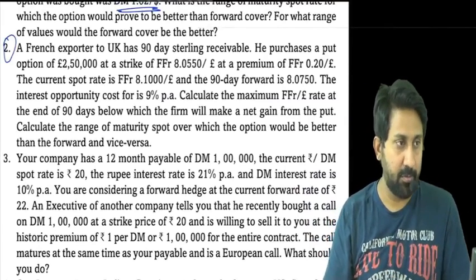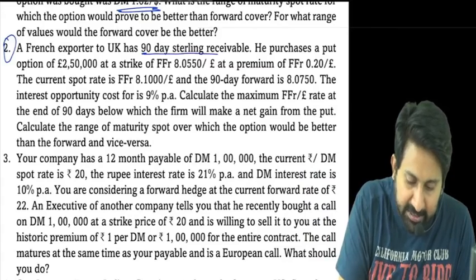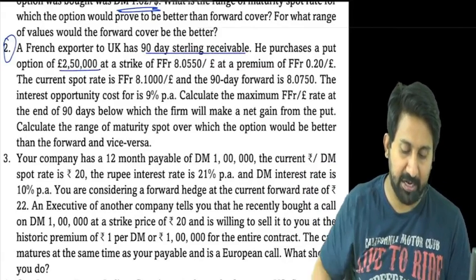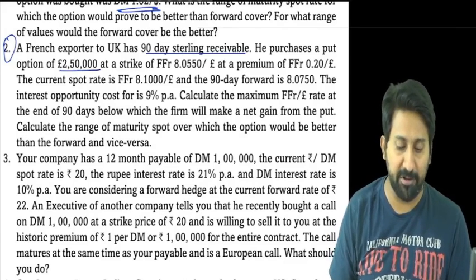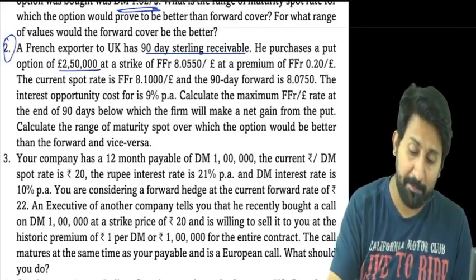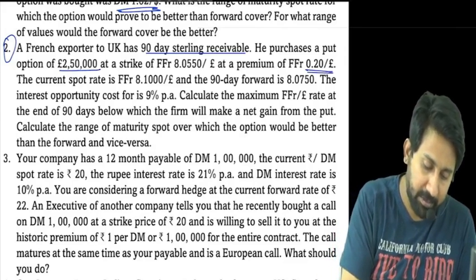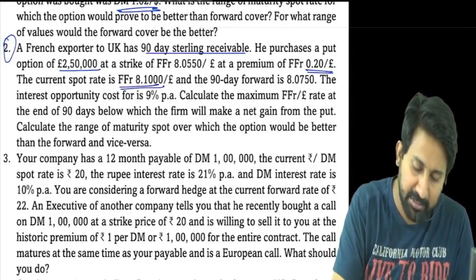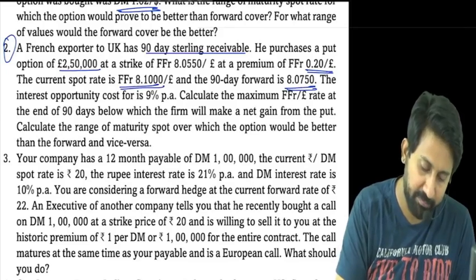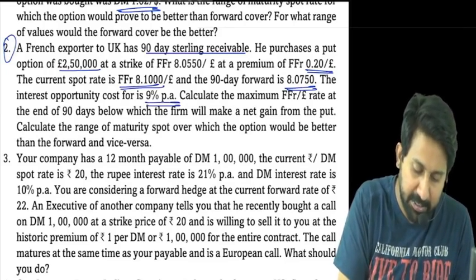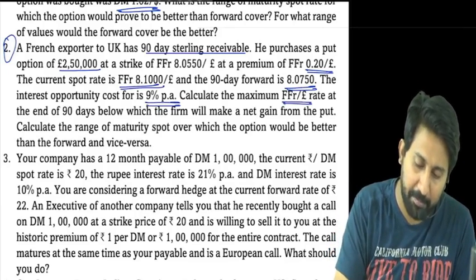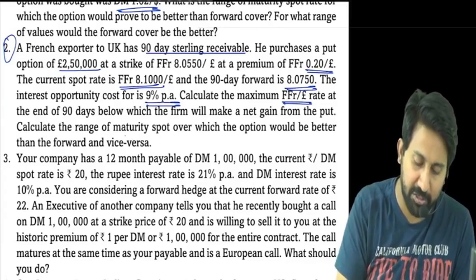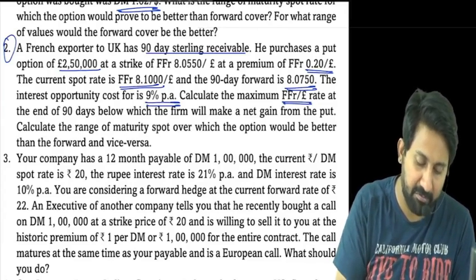A French exporter to UK has 90 days sterling receivable. He purchases a put option of pounds 2,50,000 at a strike price of French francs 8.0550 per pound at a premium of French franc 0.2 per pound. The current spot rate is 1 pound equal to French franc 8.1. The 90-day forward rate is 1 pound equal to French franc 8.0750. The interest opportunity cost is 9% per annum. Calculate the maximum FFR per pound rate at the end of 90 days below which the firm will make a net gain from the put. Calculate the range of maturity spot over which the option would be better than forward and vice versa.